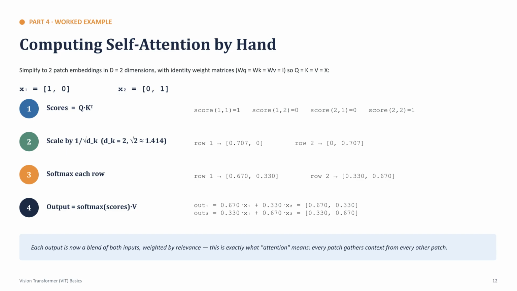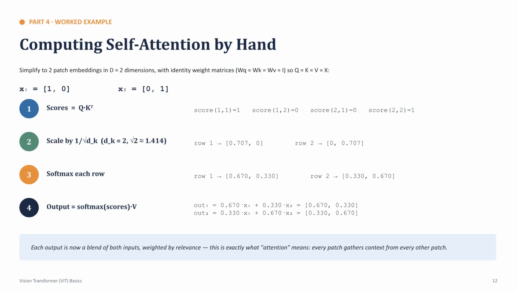Let's go one level deeper and actually compute attention with real numbers. To keep it simple, imagine just 2 patch embeddings in 2 dimensions. x1 equals 1, 0, and x2 equals 0, 1, with the weight matrices for Q, K, and V all set to the identity. So Q, K, and V are just equal to X.